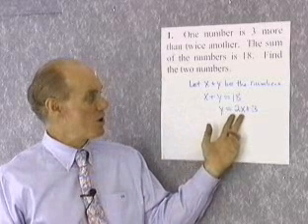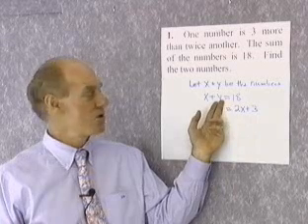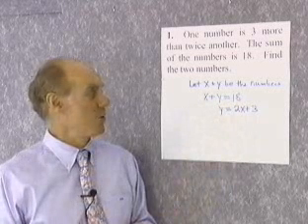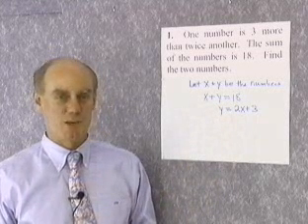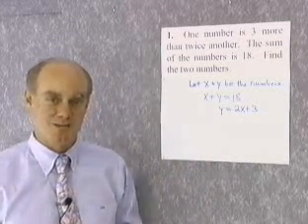Now this looks like a good problem to solve by substitution. Take 2x plus 3, replace y with it in the first equation, and then solve for x. That'll be one of the numbers, then the other number will be what we get for y. I won't solve that system. I want to go on and set up a couple more of these application problems.